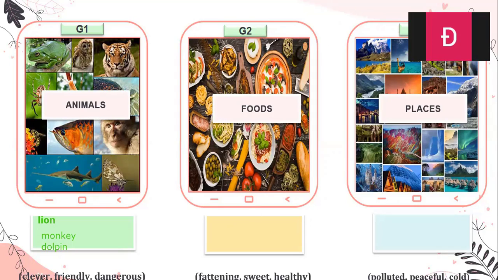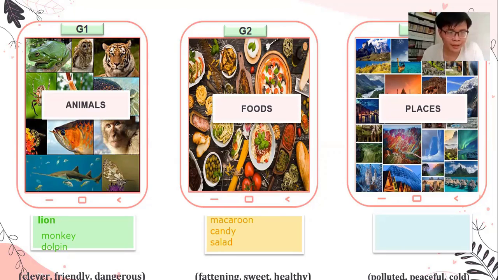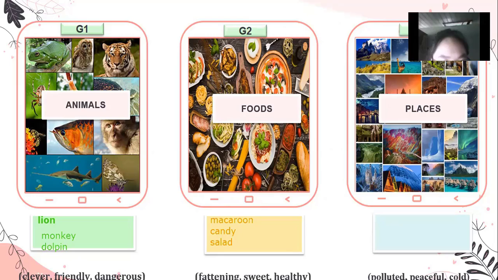The tiger is more dangerous than the monkey. Yeah, good. And the next one. The dolphin is the friendliest animal. Oh yeah, I agree with you. So group number 2. How do you compare these foods? The first one, the macaroons are sweeter than candies. Yes. And next one, the salad is the healthiest. The salad is the healthiest dish for our dinner.